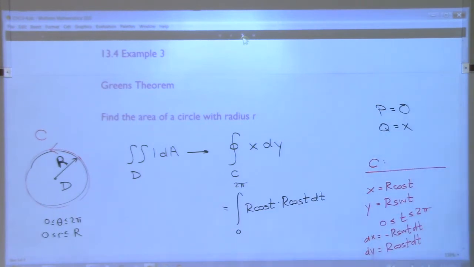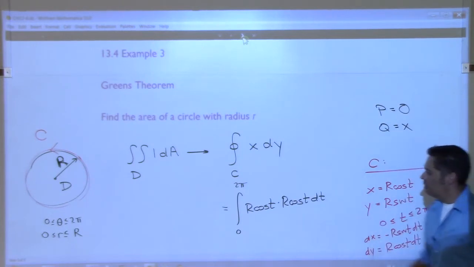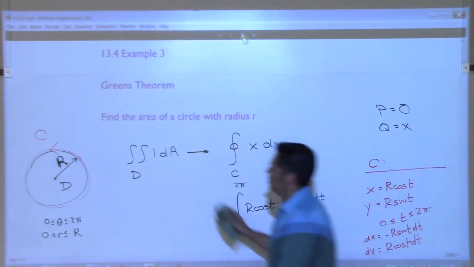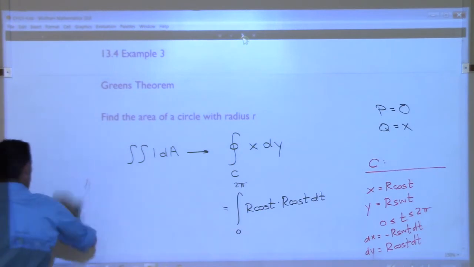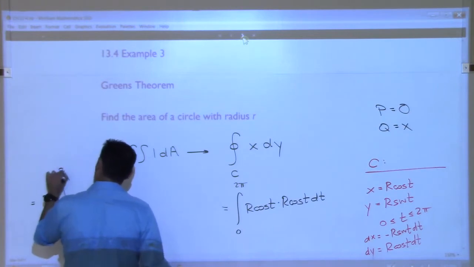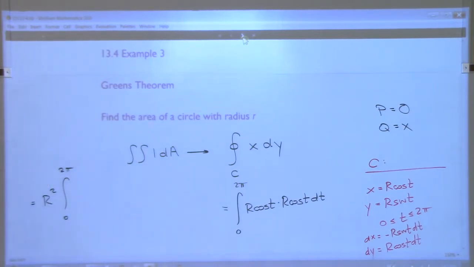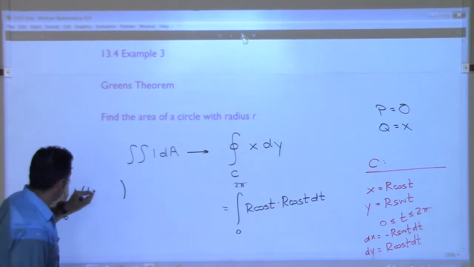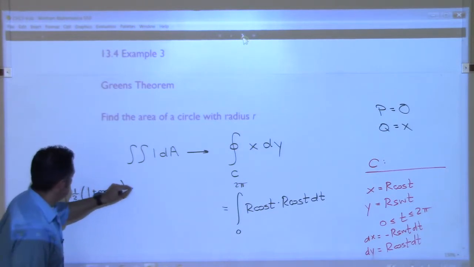Got that? So this is your dy, this is your x, and now capital R is a constant, right? So let's pull that out. If we pull capital R out, we have capital R squared, integral 0 to 2 pi, and we'll have cosine squared of t in there, which we'll use the power reducing formula on, which turns into 1/2 plus 1/2 cosine of 2t dt.